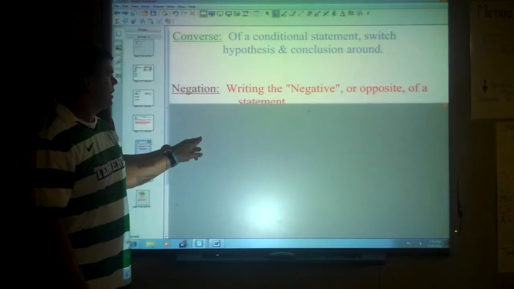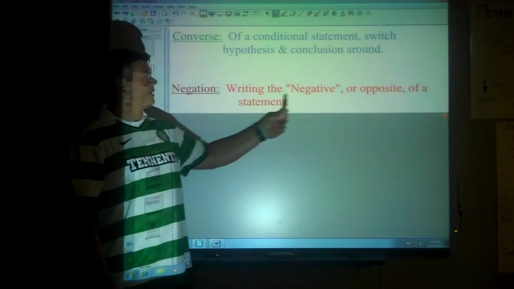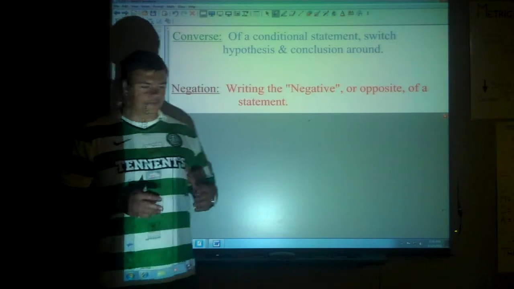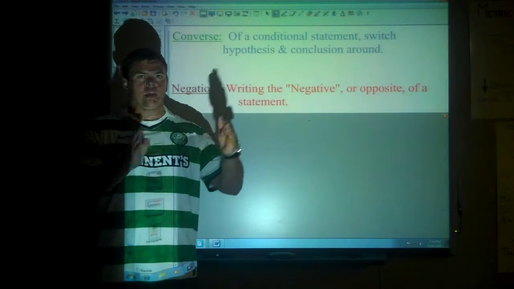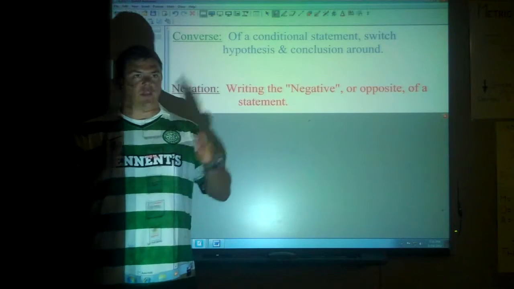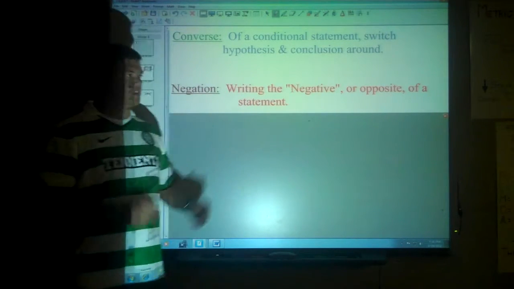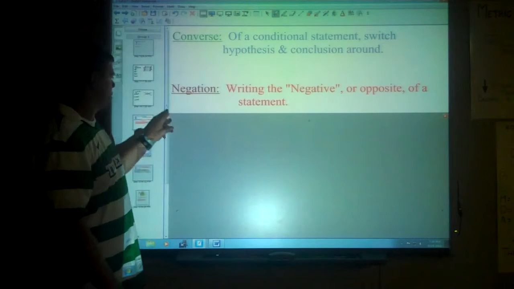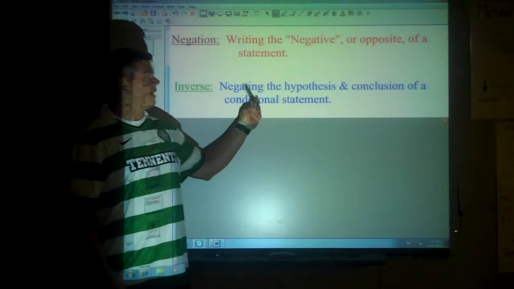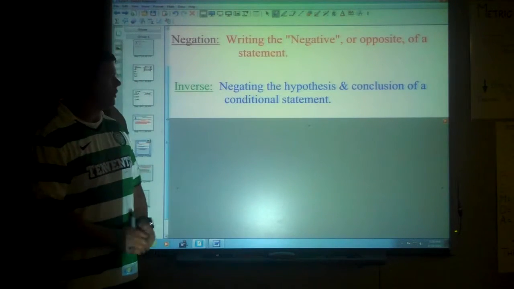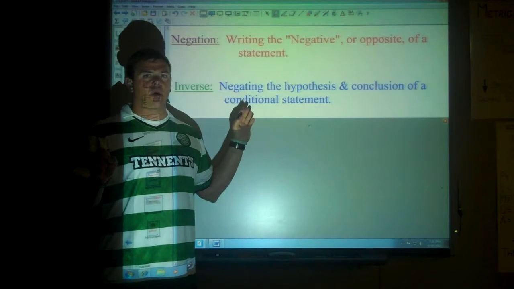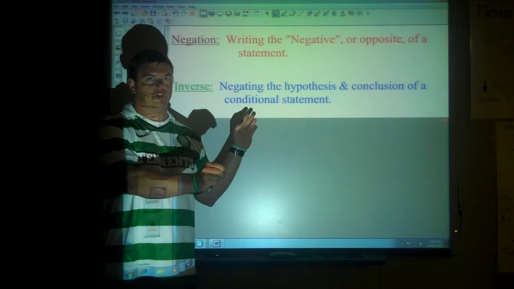The negation is any time we write the negative or opposite of a statement. So if I were to say, if it is raining outside, then I will use an umbrella, I could say, if it is not raining outside, then I will not use an umbrella. I'm just negating both of them, the opposite of each one of those statements. The inverse is the act of negating both the hypothesis and the conclusion of the conditional statement. It will not change the order. So it's just like the example I gave a moment ago where I said if it's not raining, then I won't use a jacket.